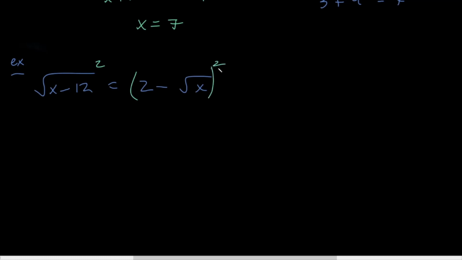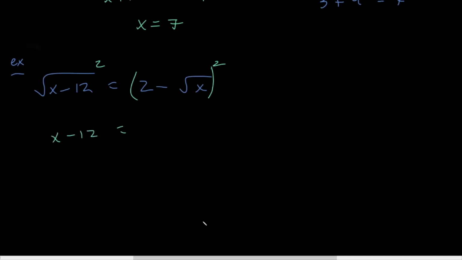Squaring both sides is fine, as long as you check your answers at the end. So it's just a dangerous method, basically. It is not rigorous in kind. So here, the square root goes away on the x. I'm left with x minus 12.